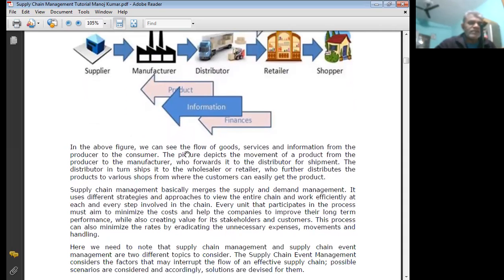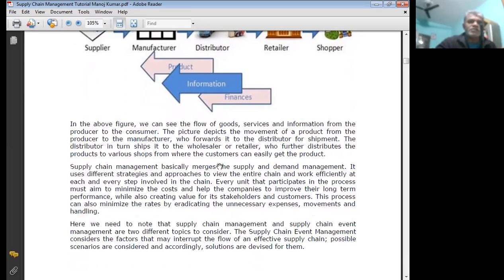In the above figure, we can see the flow of the goods, services, and information from the producer to the consumers. The picture depicts the movement of a product from the producer to the manufacturer, who forwards it to the distributor for the shipment. The distributor in turn ships it to the wholesaler or retailer, who further distributes the products to the various shops from where the customer can easily get the product.